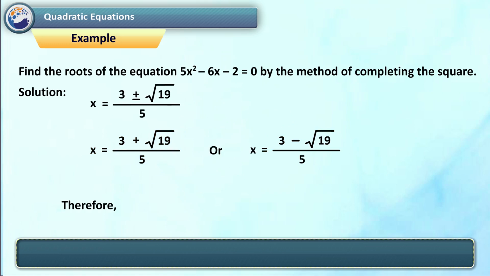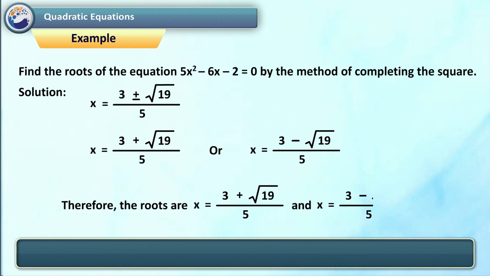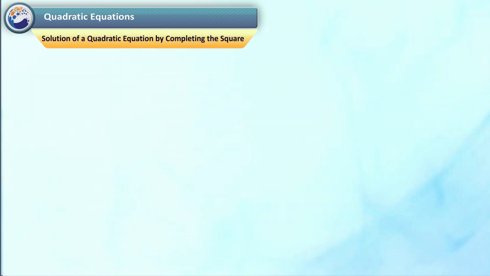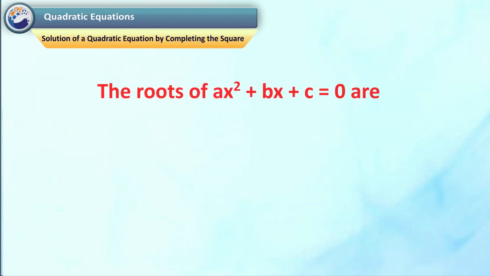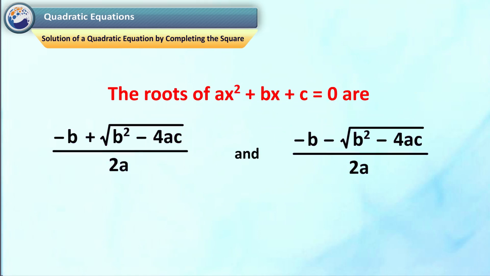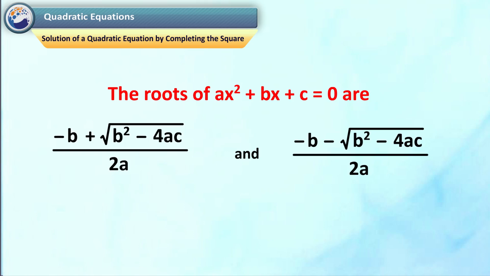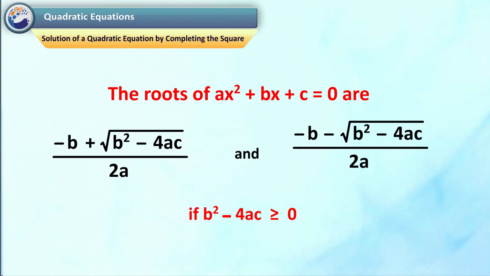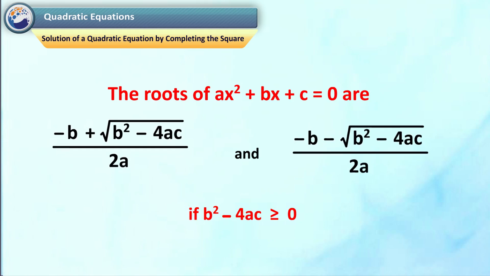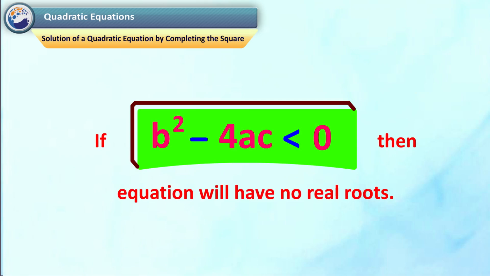Therefore, the roots are 3 plus root 19 upon 5 and 3 minus root 19 upon 5. The roots of ax squared plus bx plus c is equal to 0 are minus b plus root of b squared minus 4ac upon 2a and minus b minus root of b squared minus 4ac upon 2a, if b squared minus 4ac is greater than or equal to 0. If b squared minus 4ac is less than 0, the equation will have no real roots.